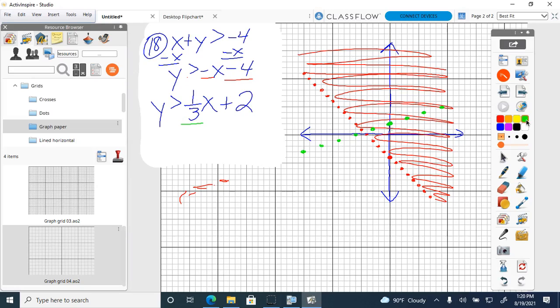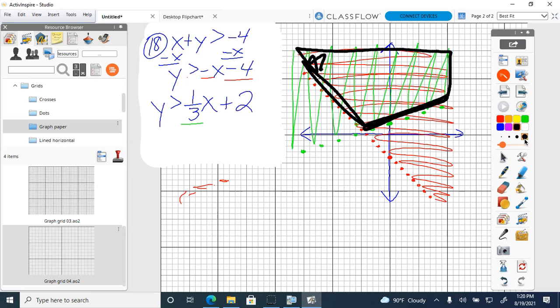Okay. And again, do I need to connect those? No, it's still just a dotted line or a dashed line. I'll take either one. And do I need to shade above or below? Above. So this one's everything above it. And where they cross, which would be everywhere in this little section right here.